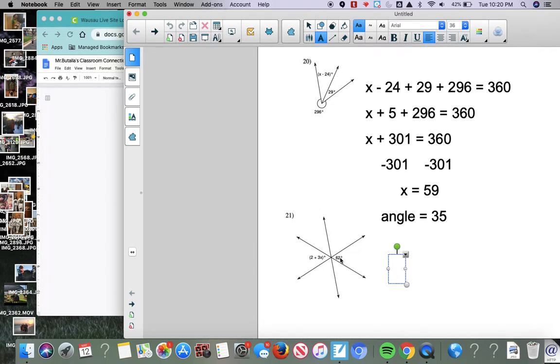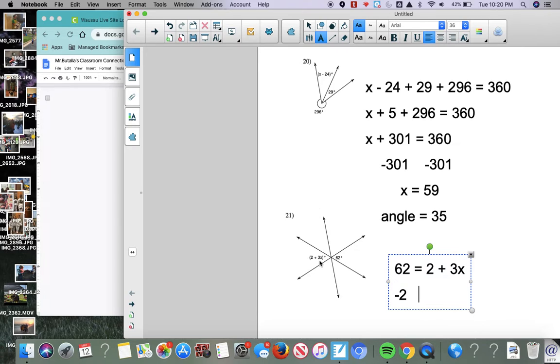So I noticed that I have two angles that are directly across from each other. These are vertical angles. So I know that vertical angles are equal to each other. So that means 62 has to equal 2 plus 3x. And so that's it. Nice, easy two-step equation.